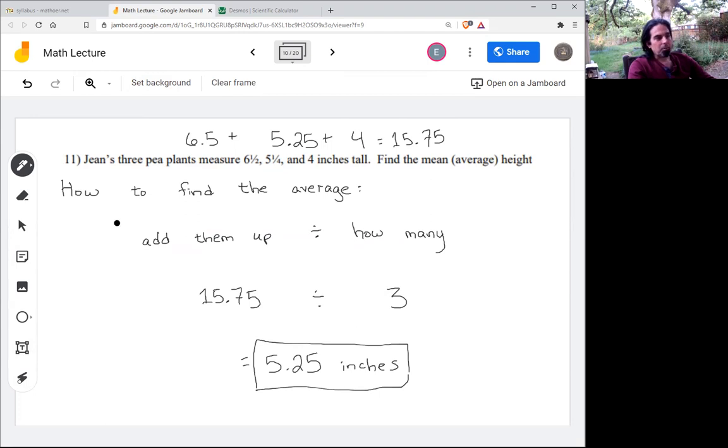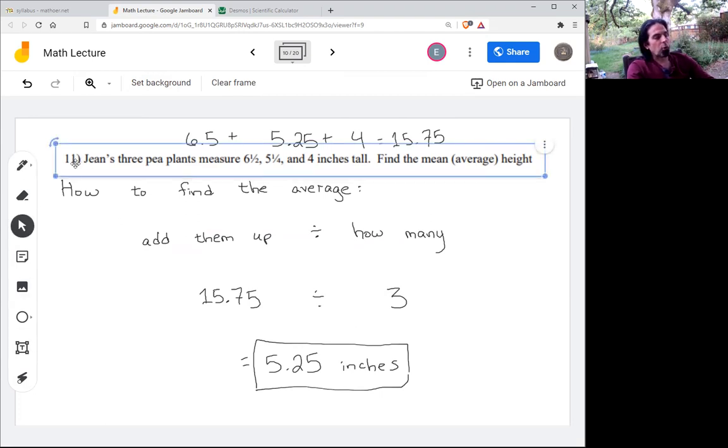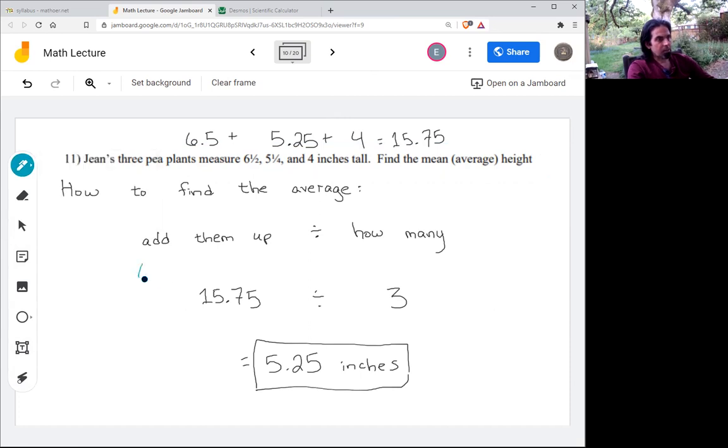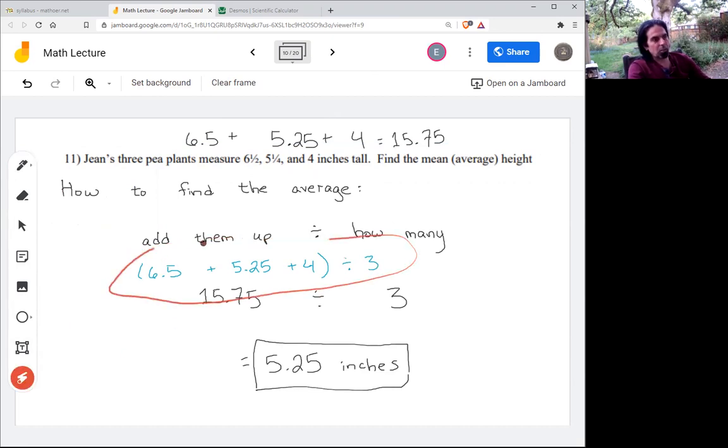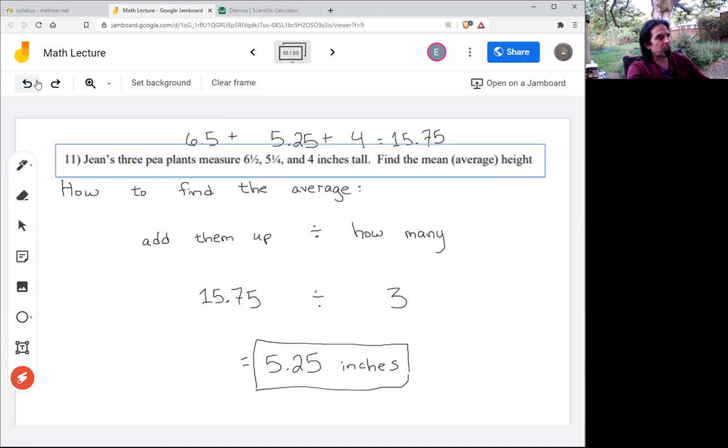Why would they put this problem on a worksheet about order of operations? Because I could write it as 6.5 plus 5.25 plus 4 as a first step, using parentheses to say do this first. And then divide by 3 afterwards. So I could write this whole thing as one line instead of doing part of it up at the top and part of it down at the bottom. So that's why they like putting this on an order of operations. But it is a little out of place. We haven't done averages yet.